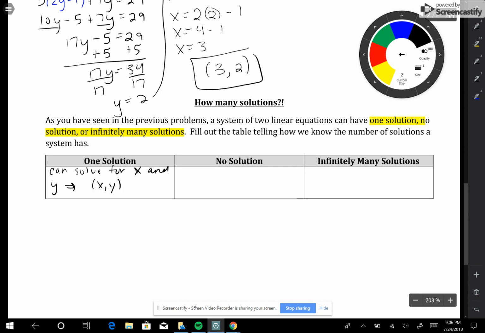When there was no solution, we ended up with an untrue statement. For example, something like 24 equals 7. That is not true. That means there's no solution. Infinitely many solutions, we ended up with a true statement. Like 5 equals 5. That is true. Infinitely many solutions.